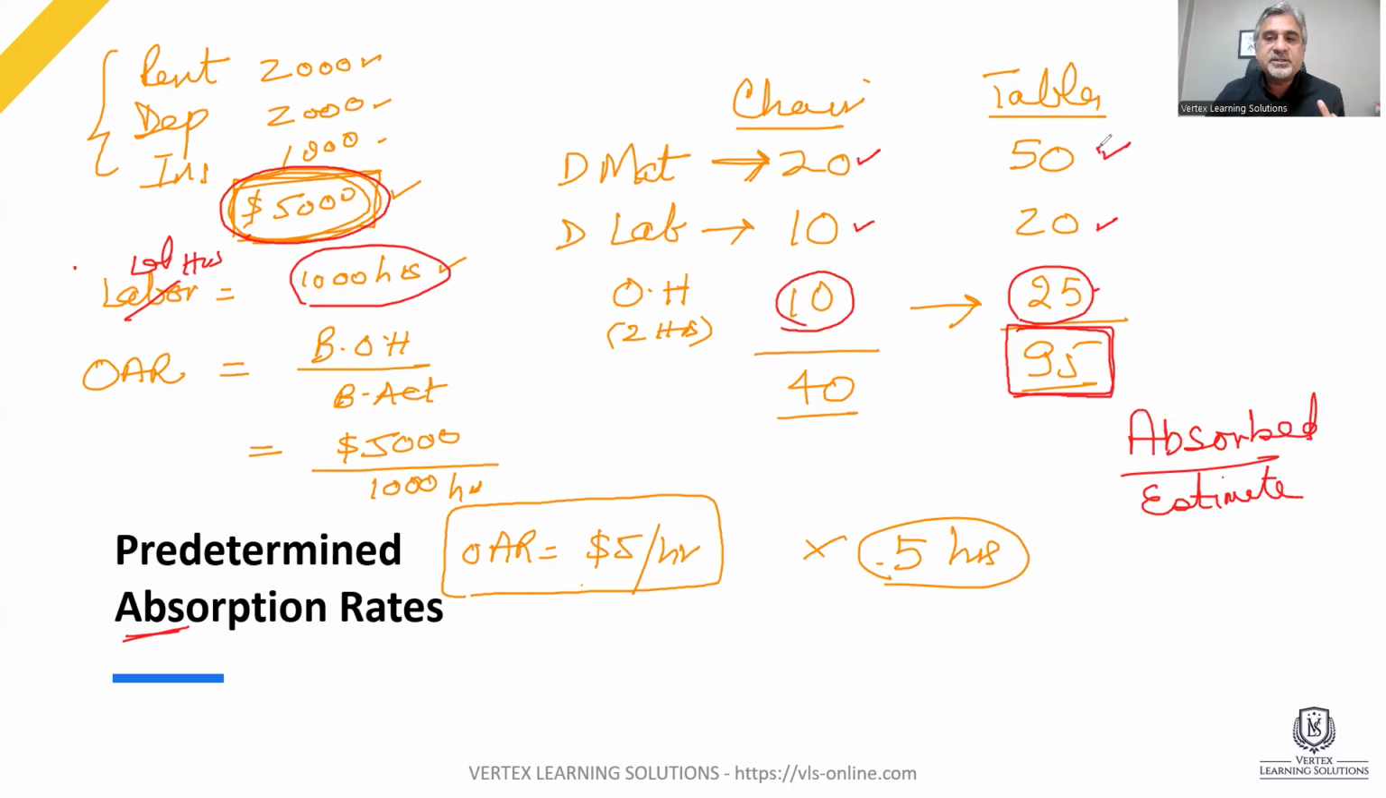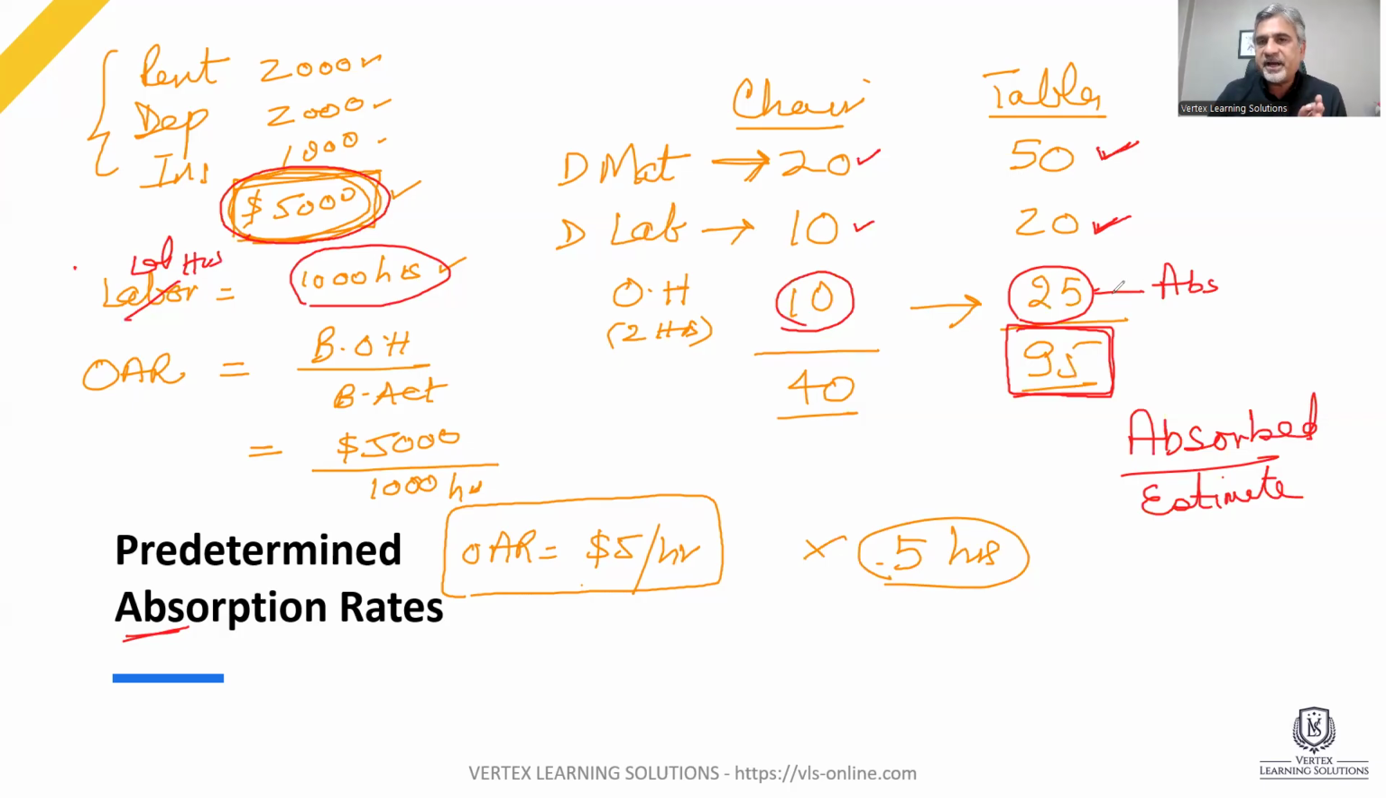So when you say I've got $95 cost of making one table, it includes costs which were allocated. One allocated cost is $50, allocated because this was direct. Labor is also direct, so it is also allocated, but this 25 is absorbed. Absorbed means that this is not the actual cost, this is just an estimate. And if it is an estimate, it is possible that your actual cost, your actual overheads, might be different.